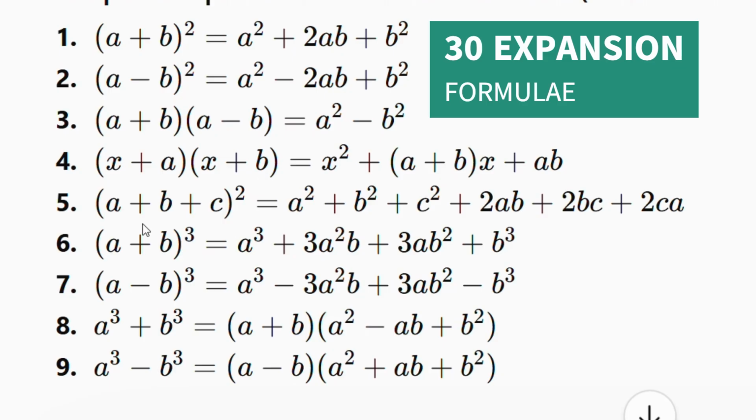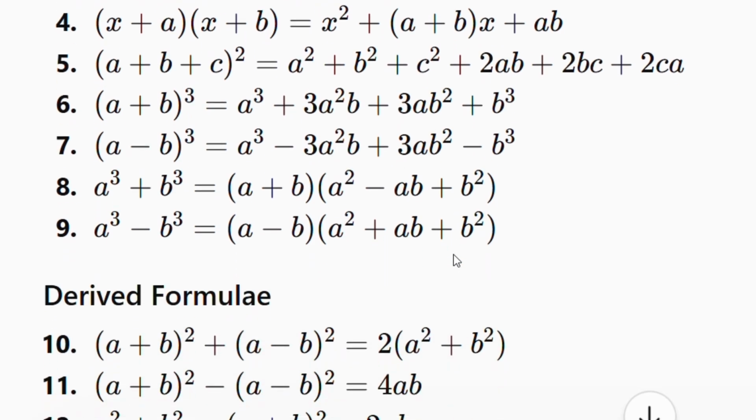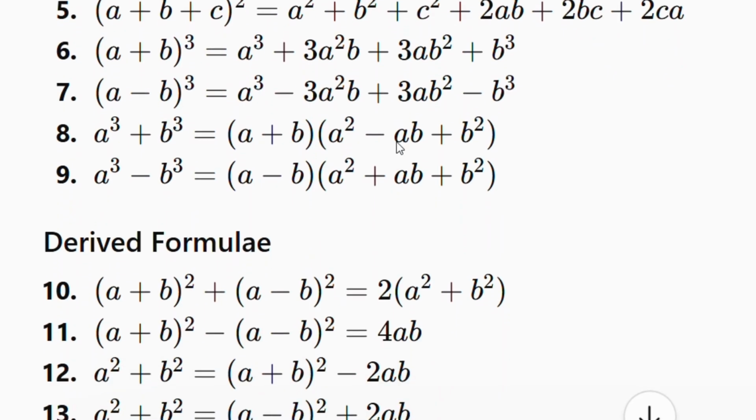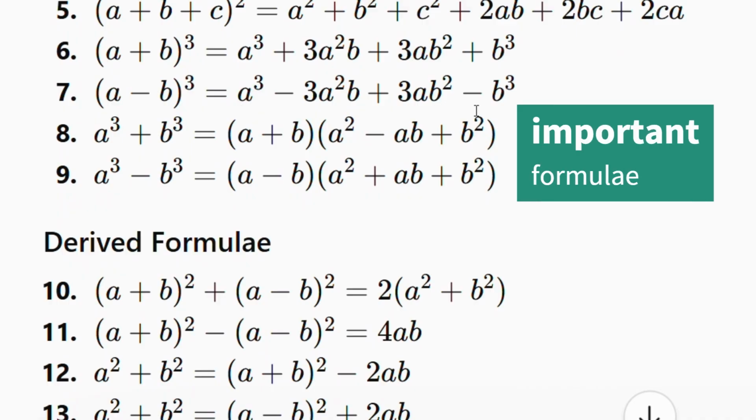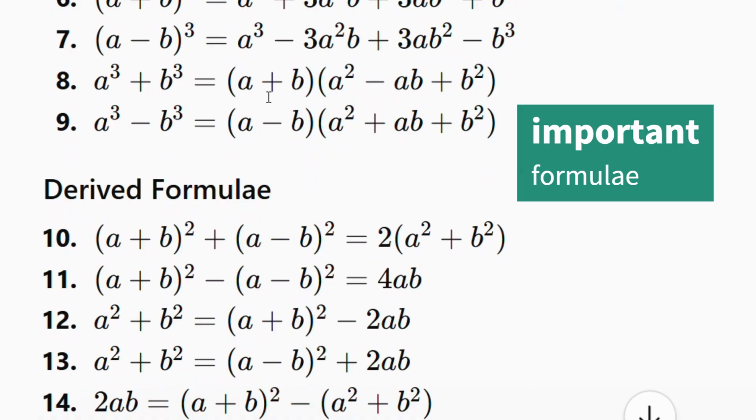(a + b + c) whole square equals a square plus b square plus c square plus 2ab plus 2bc plus 2ca. (a + b) whole cube equals a cube plus 3a square b plus 3ab square plus b cube. (a − b) whole cube equals a cube minus 3a square b plus 3ab square minus b cube. a cube plus b cube equals (a + b)(a square minus ab plus b square). a cube minus b cube is (a − b)(a square plus ab plus b square).